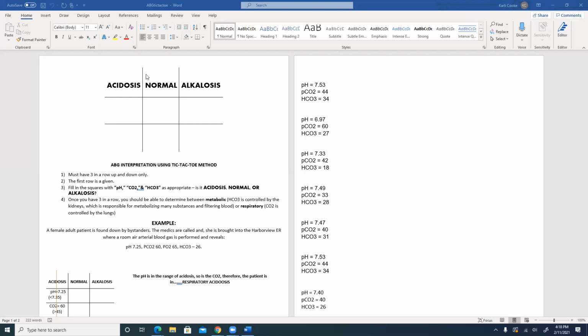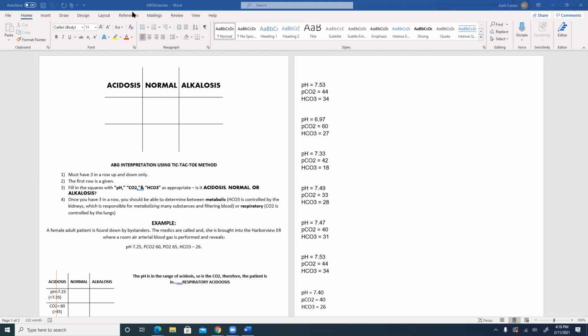So when you set up tic-tac-toe, everybody knows how to do this. You got two horizontal lines and two vertical lines. I'm going to give you a freebie, and the first row will already be filled in. And this is how you fill it in. One side acidosis, one side alkalosis, and down the middle we'll have normal. Now, as you look at these values, you're going to plug in pH, CO2, and HCO3.